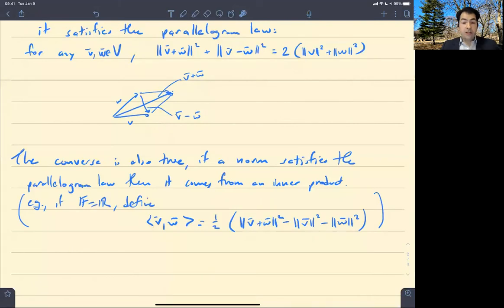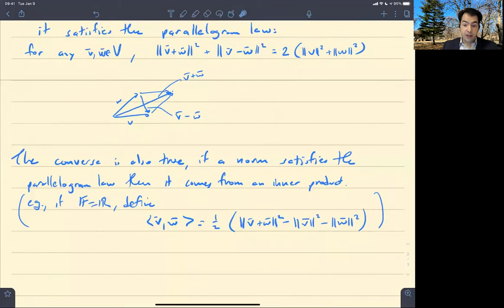Okay, so the claim is that if you're working with the real numbers and you're given a norm that satisfies the parallelogram law, then you can use this formula to define the inner product between any two vectors. And this will satisfy the definition of inner product that we talked about a few classes ago. So I'll leave that as an exercise. Go ahead and check that this satisfies all of the properties you want from an inner product.